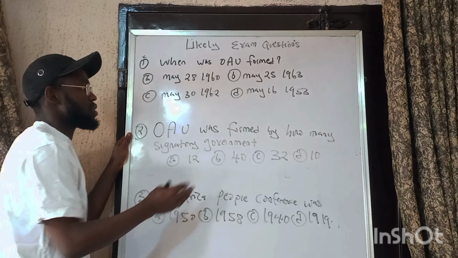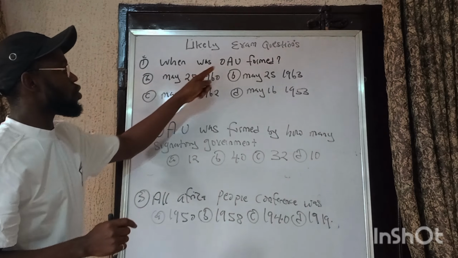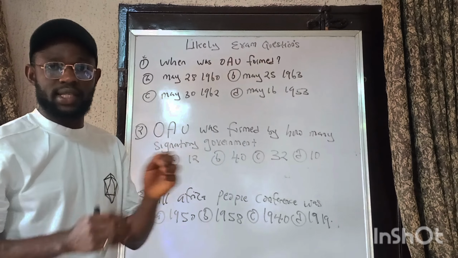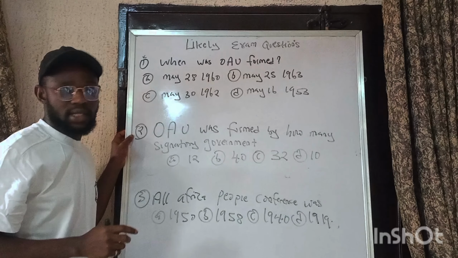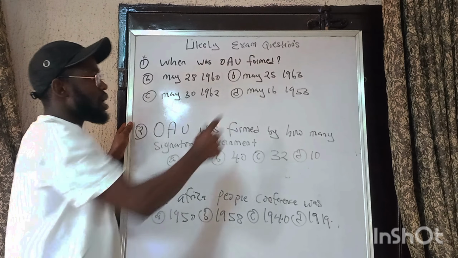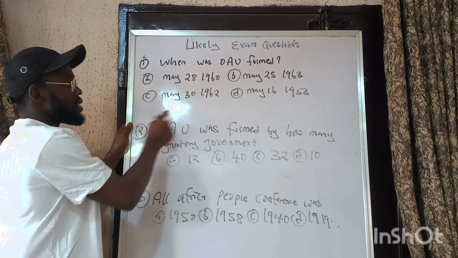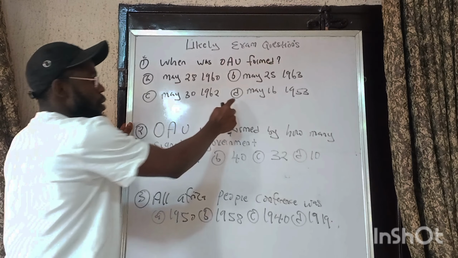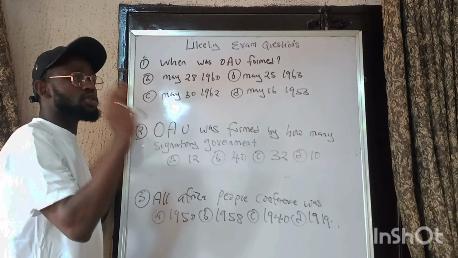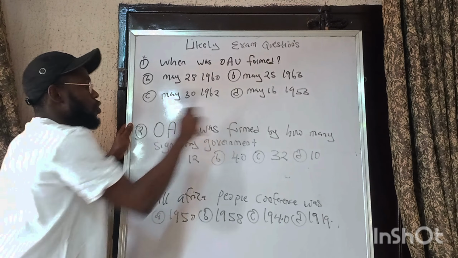So what does the question say? Let's observe the first one. The first one says, when was OAU formed? OAU is the Organization of African Unity. Option A says May 28, 1960. Option B says May 25th, 1963. Option C says May 30, 1962. While option D, May 16, 1953. So you need to ask yourself, in which of these options was OAU formed? That is for question 1.